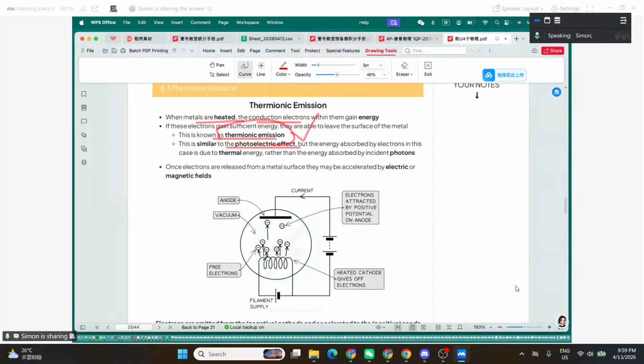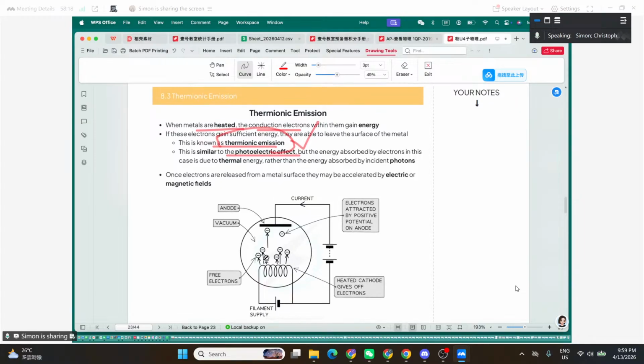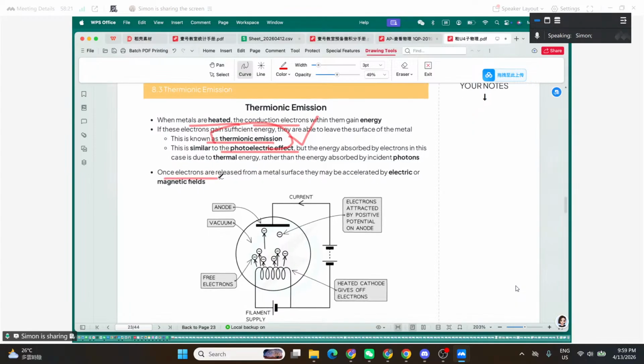Once the electrons gain sufficient kinetic energy, they are released from the metal surface, and when they leave the surface, they go into a region, in this case the empty space. There they will be accelerated in the electric field, or deflected in the magnetic field.